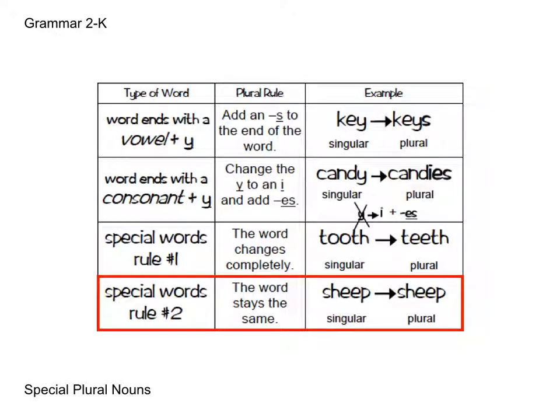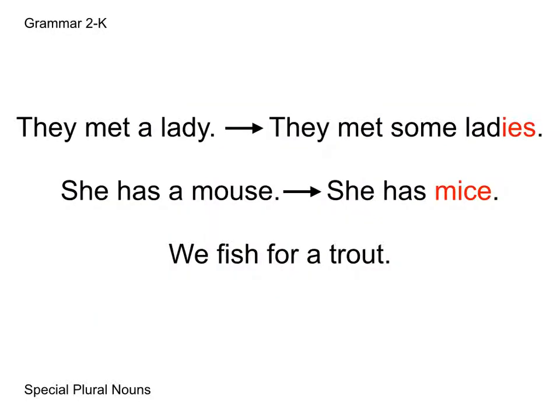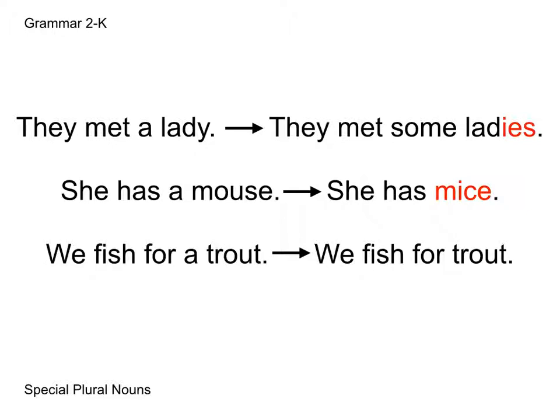Next, we have that the word stays the same. So sheep is singular and sheep is plural. You don't need to change the spelling or anything. Another instance of this is we fish for a trout. And to make it plural, we would just keep it the same. We say we fish for trout. And so trout has remained the same. Nothing has changed with that one.